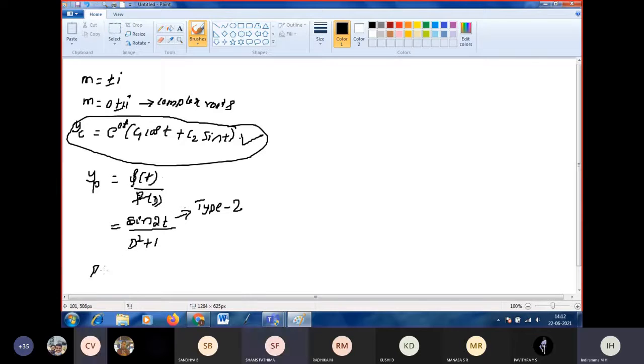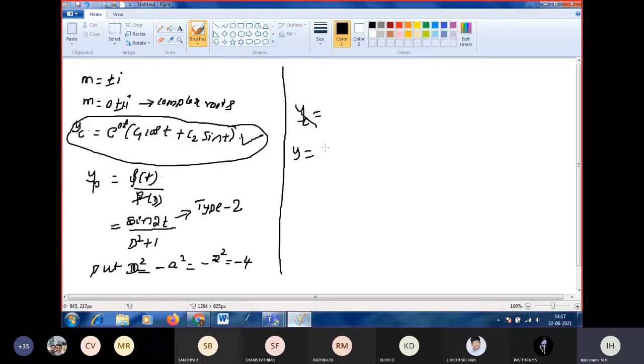If it is type 2, we put D² = −a². What is a? a = 2, so a² is 4, D² = −4. Then yp = sin 2t divided by (−4 + 1), so yp = minus sin 2t by 3. Correct?